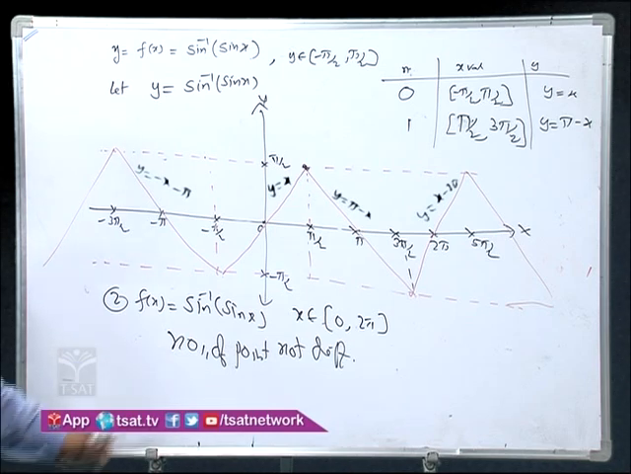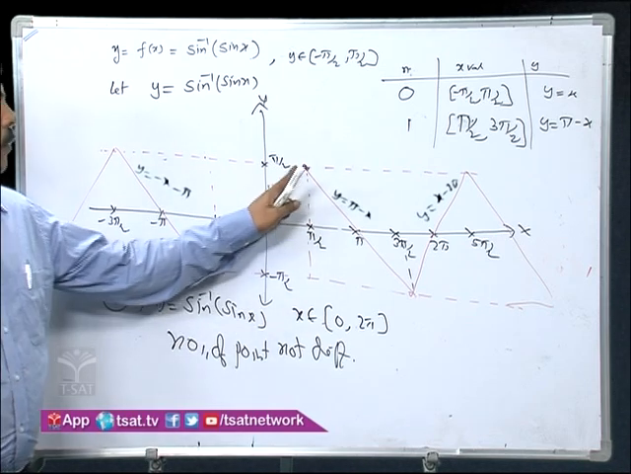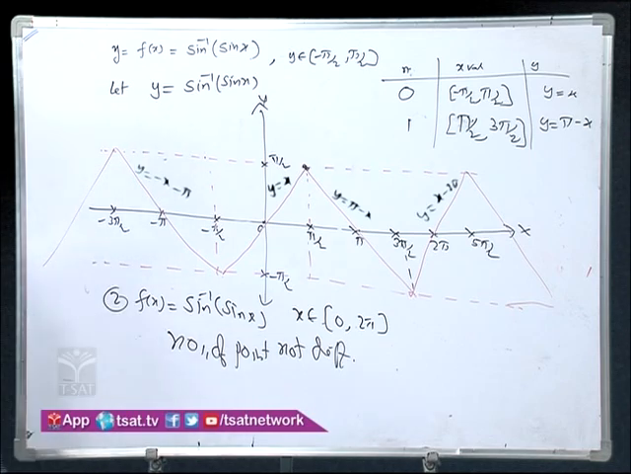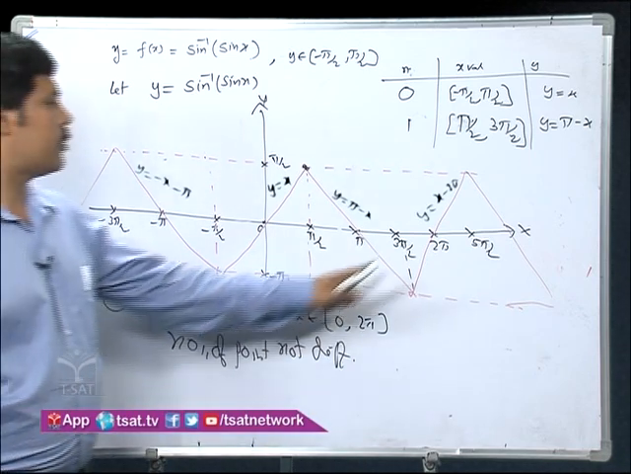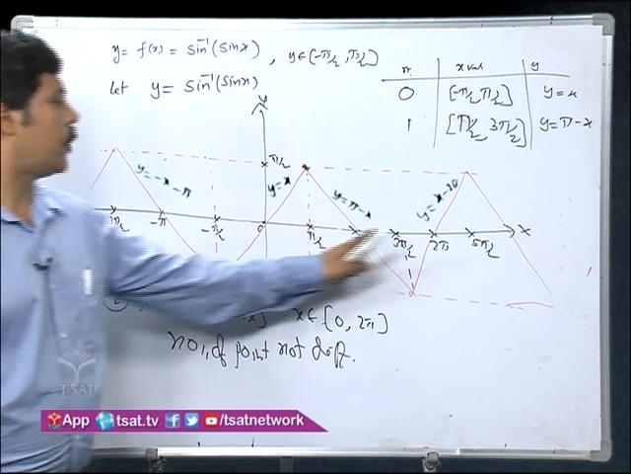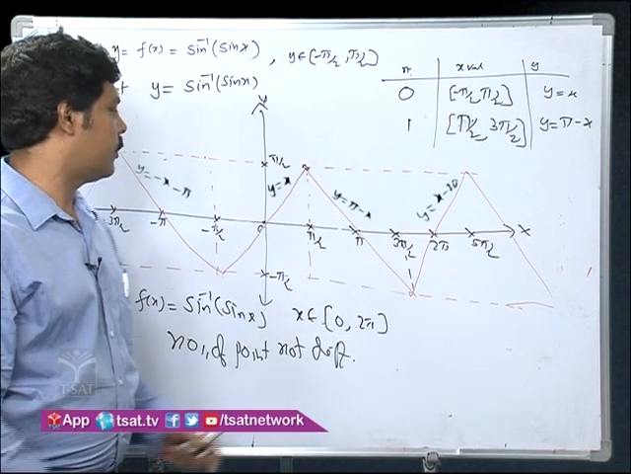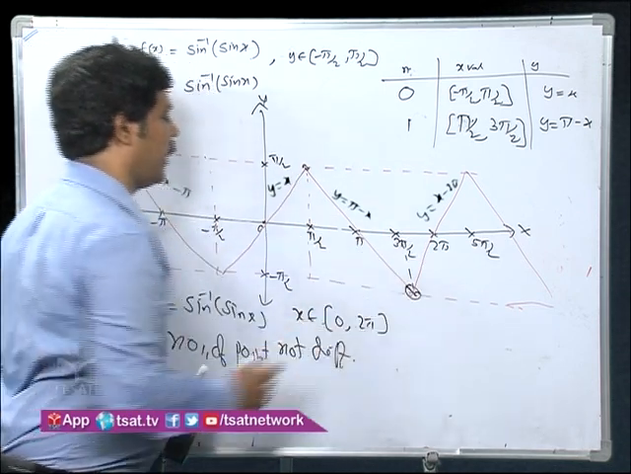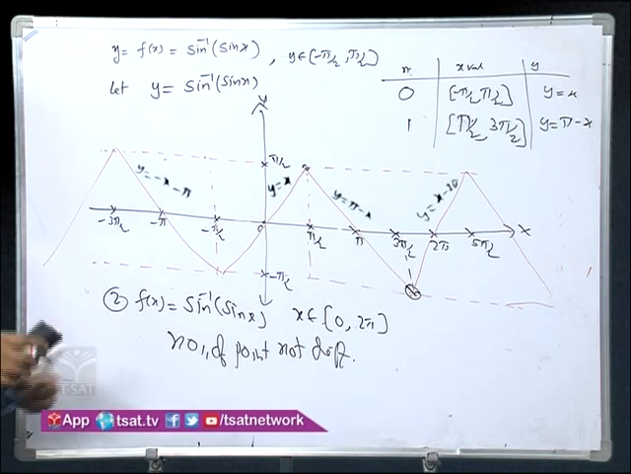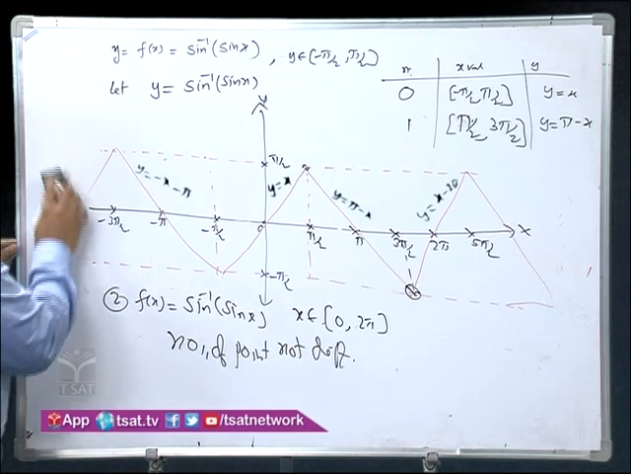Then the number of points which are not differentiable in 0 to 2 pi is only 2. These are the non-differentiable points. We can solve so many problems like this.